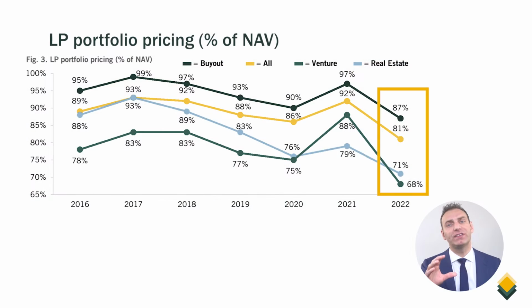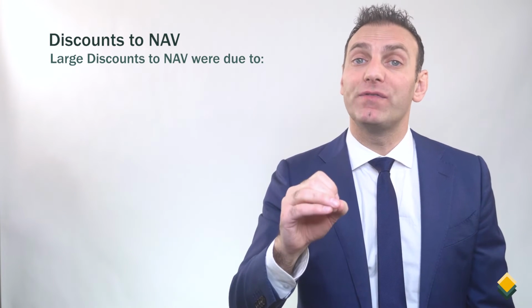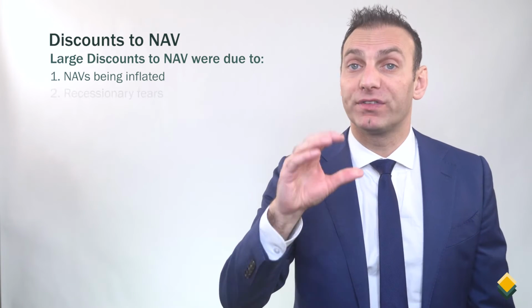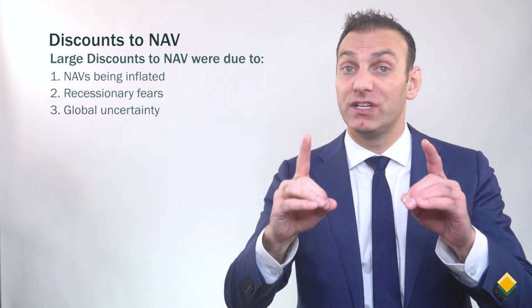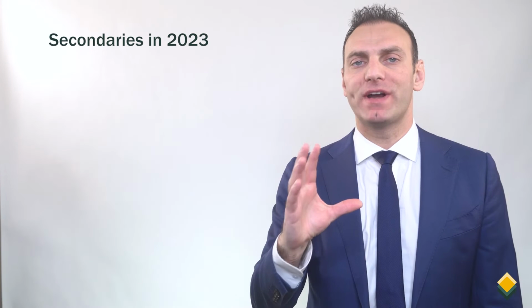In 2022, according to Jefferies, percentages of NAVs traded on the secondaries markets for buyouts were 87% of NAV, a discount of 13%, while percentages of NAVs for real estate and venture capital were around 70%. That's a 30% discount to NAV. I believe that the large discounts to NAV were due to investors believing that NAVs were inflated, but also to recessionary fears and global uncertainty that motivated LPs to liquidate their interests. So let's move on to secondaries in 2023.